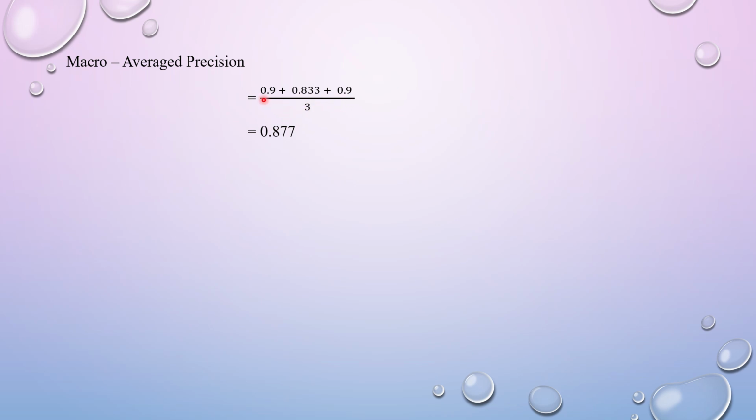So precision of class A is 0.9, precision of class B is 0.833 and precision of class C is 0.9. So here 0.9 plus 0.833 plus 0.9 divided by 3 is 0.877. So this is the answer. This is the macro average precision. 0.877 is the macro average precision.